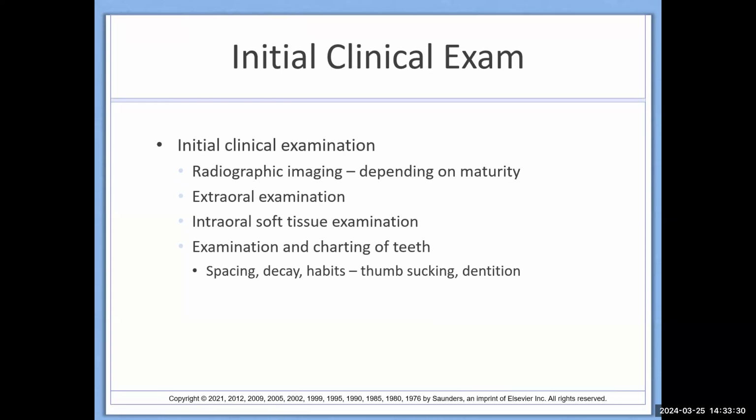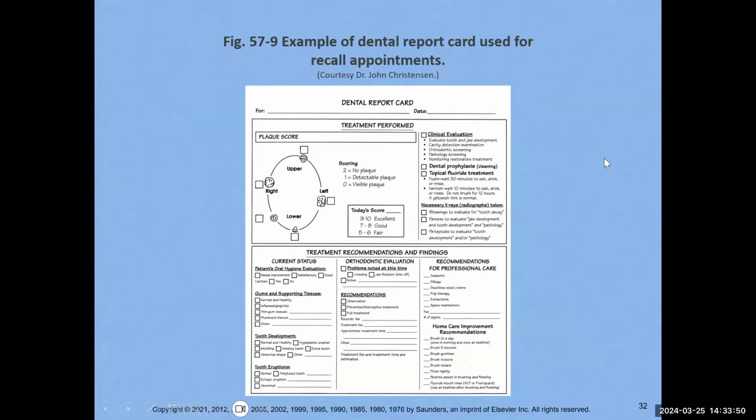So initial clinical exam, this may be a summary in the past for you guys, but the initial clinical exam deals with the radiographic imaging, which depends on maturity, extraoral exam, an intraoral soft tissue exam, examination and charting of the teeth overall. Are there any spaces, any decay or caries? And again, any habits. This is what an example of dental report card looks like. And the report card would have anywhere from like their orthodontic evaluation, what is their current status, you'll have the date, what is the treatment performed, a plaque score. So lots of information, whether it's digital or on the form, could be present.